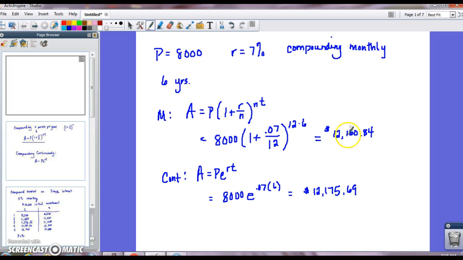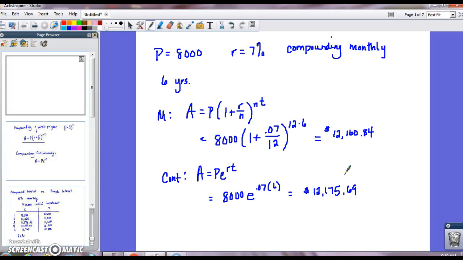So you see it is a little bit better, but you would probably consider that a nominal difference when you're dealing with really large numbers, right? It's about $15 difference roughly. Okay, so that's the idea. That's the difference between compounding a certain n periods of time versus compounding continuously.